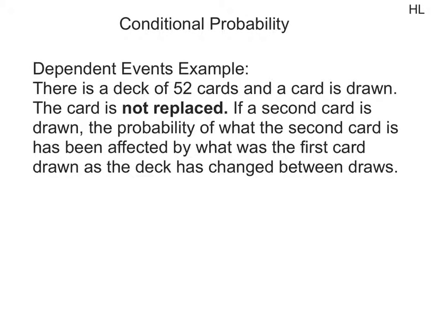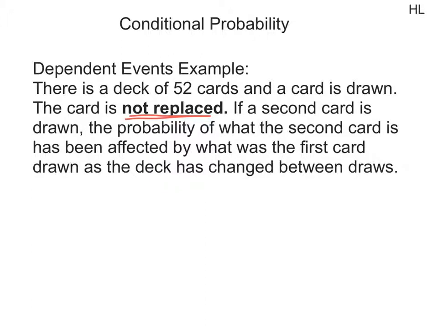Conditional probability occurs when events are not independent. There is a reliance of the second event on the first event. An example of dependent events is where there is a deck of 52 cards and a card is drawn. The card is not replaced. This is very important for dependent events. If the card had been replaced, the events would be independent. However, in this case, the card has not been replaced.